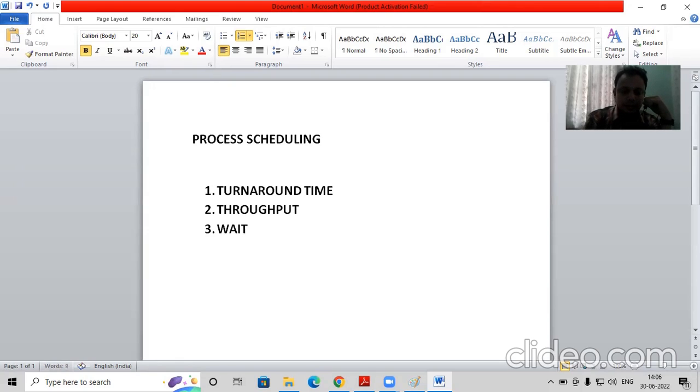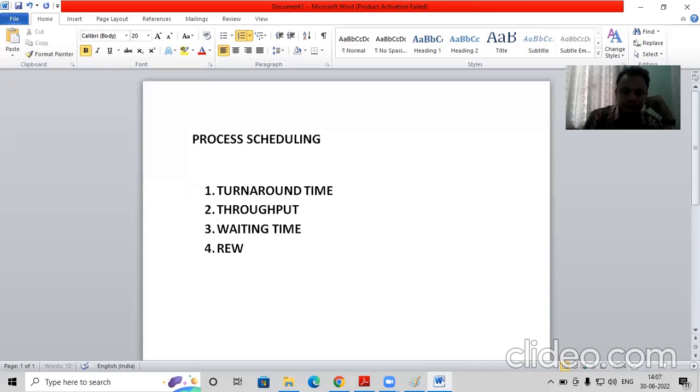Next is the waiting time. Waiting time means for how much time a process is waiting in the ready queue. This measurement is called the waiting time. And you know that all the processes that are ready to be executed are stored in a queue called the ready queue. So in the ready queue, a process waits. This waiting time is very important, that is, how much time a process is in the ready queue.